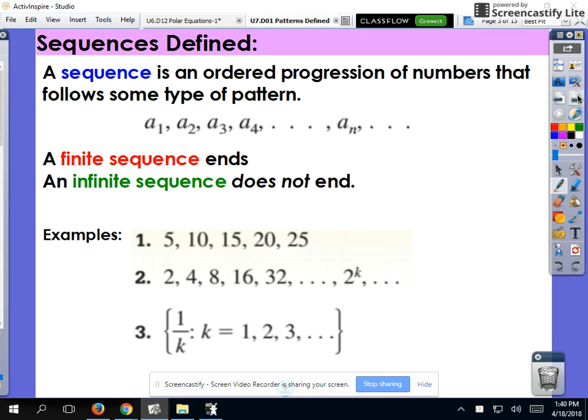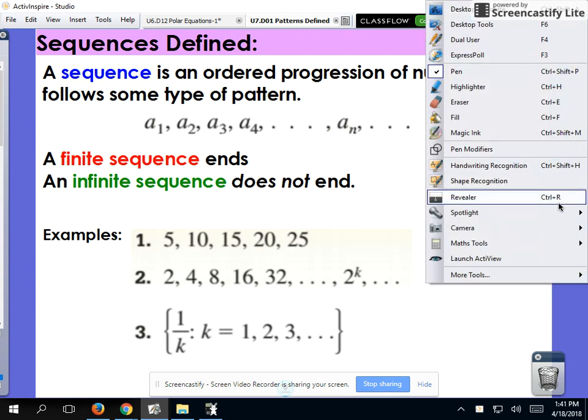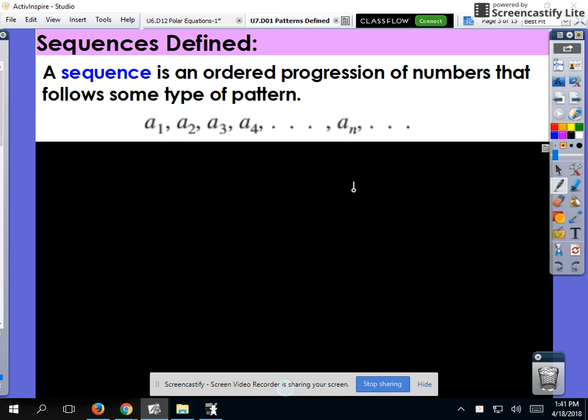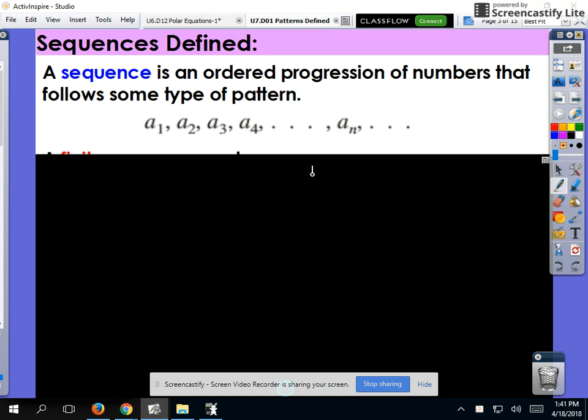All right, a sequence. Hopefully you have an idea of a sequence, especially with what you just worked on. A sequence is an ordered progression of numbers that follows some kind of pattern. There's something that happens from the first to the second to the third. The way it's listed is a sub 1, a sub 2, a sub 3, a sub 4 with commas in between. And then if you go to the farthest one, it's going to be a sub n.